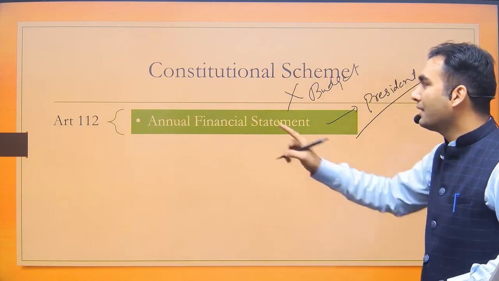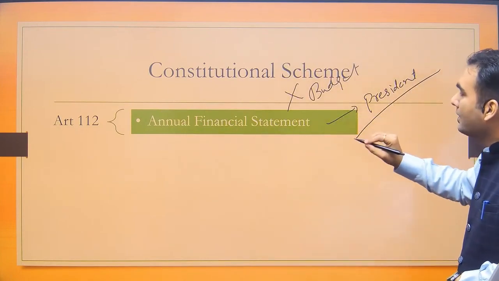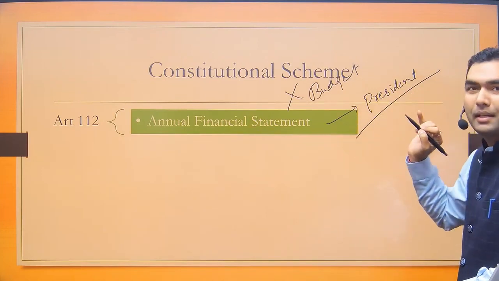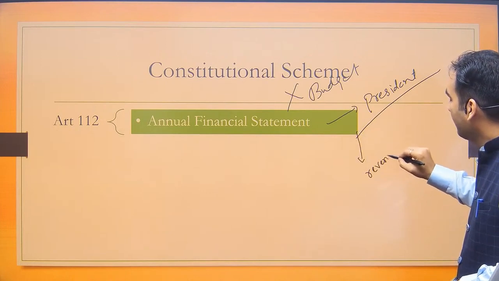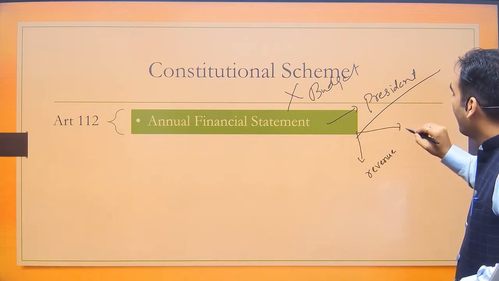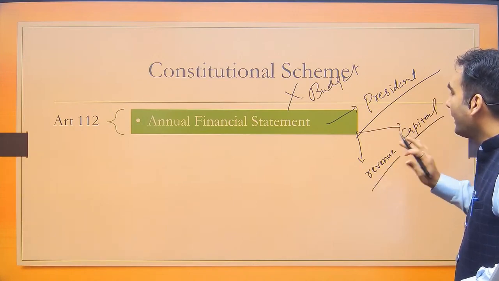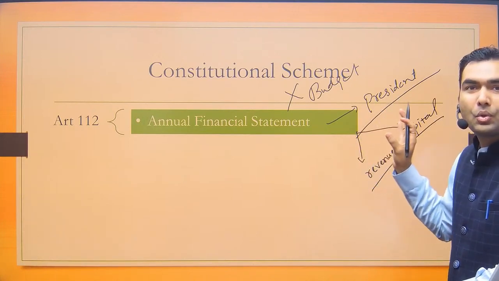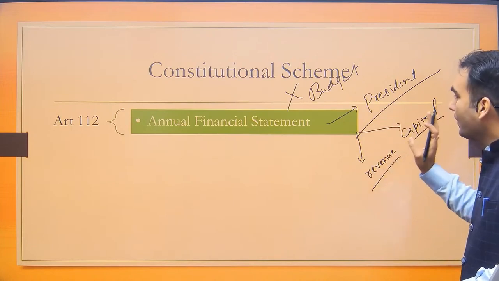The second thing that Article 112 says is that the annual financial statement shall clearly demarcate the revenue budget from the capital budget. Revenue account and capital account will be shown separately. This is one thing which is said.